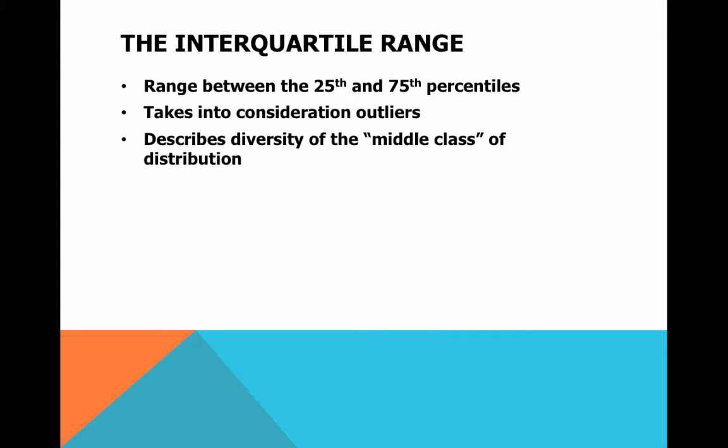Interquartile range, the second of our four measures of dispersion. The interquartile range is just like the range, but it's not the range of the highest and lowest. It's the range between the 75th and the 25th percentiles. Remember percentiles? I used that word when we were talking about cumulative percent. We're also going to talk about how we can calculate this, because one of the nice things about the interquartile range is that it takes into consideration outliers. It really describes the middle class of a distribution.